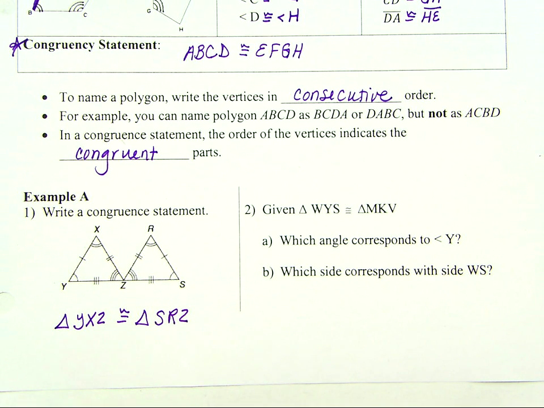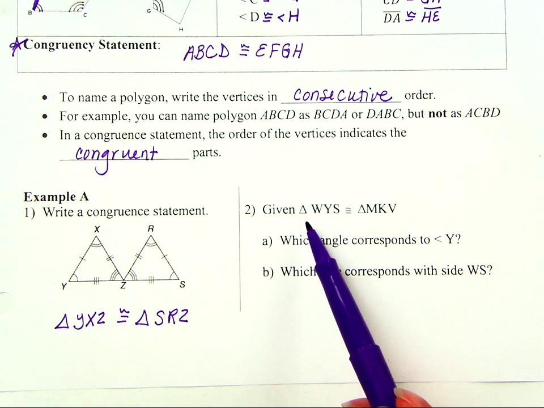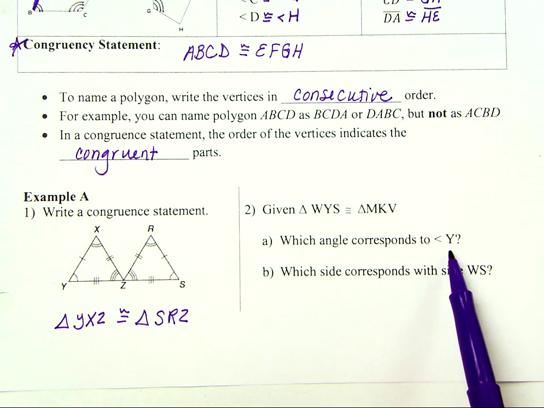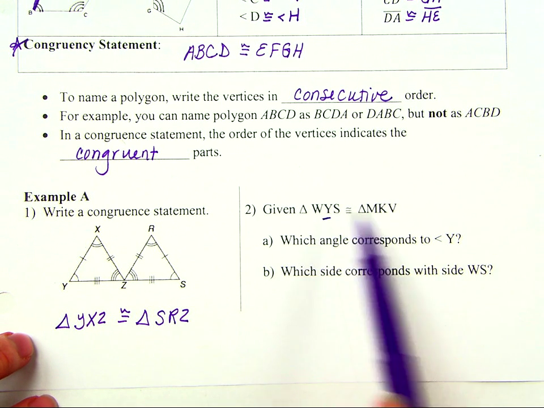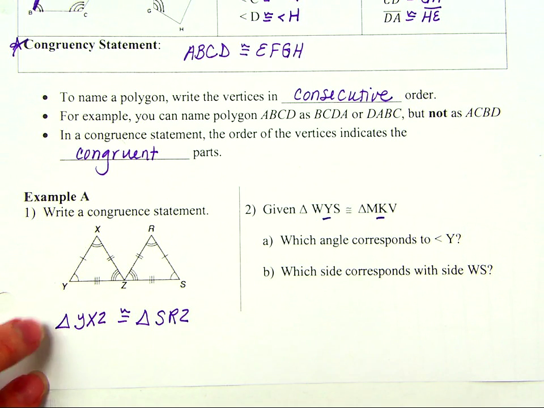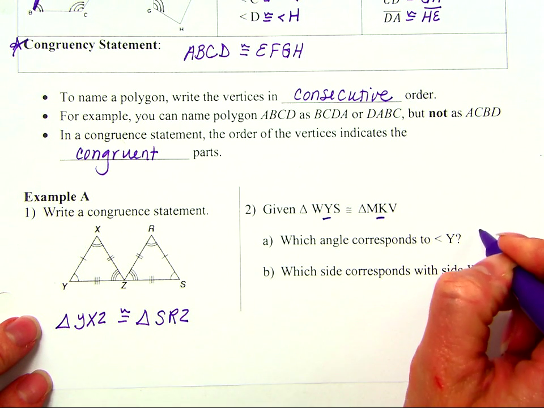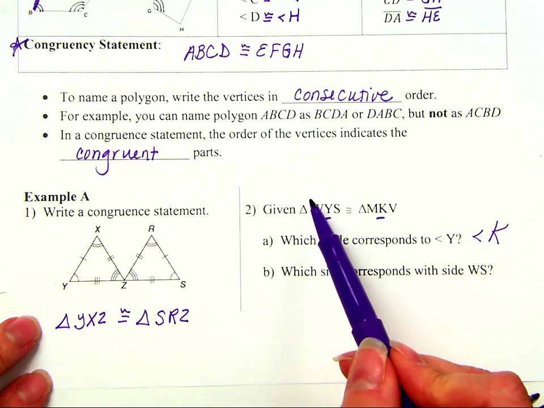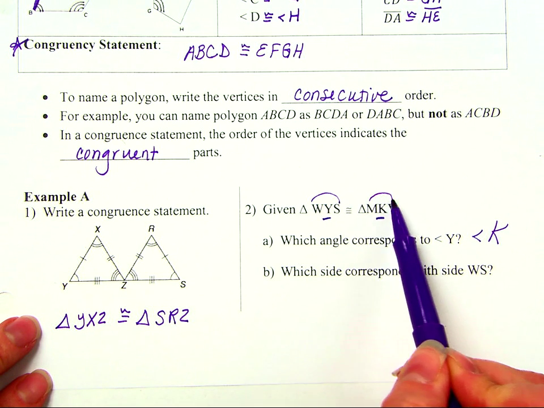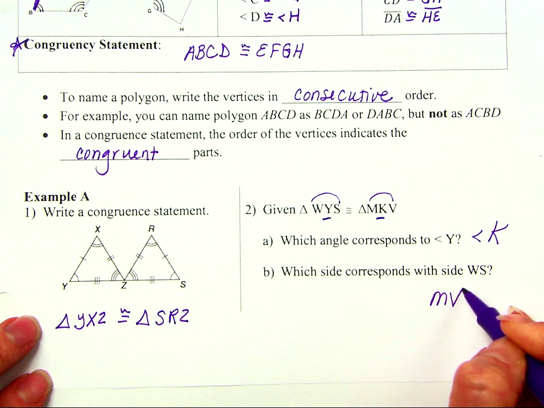Sometimes they do not give us a picture, and so we are just going to use our congruency statement. If this says that my triangle WYS is congruent to triangle MKV, and it wants to know which angle corresponds to angle Y, I look in my statement, and because Y is the middle letter here, it's going to correspond with my middle letter over there. And so it is going to correspond with angle K. Which side corresponds with WS? WS is the first and last letter, so my first and last letter here would be the side MV.